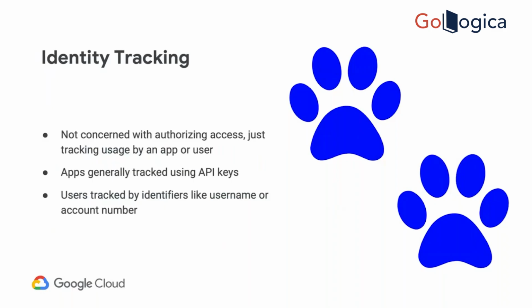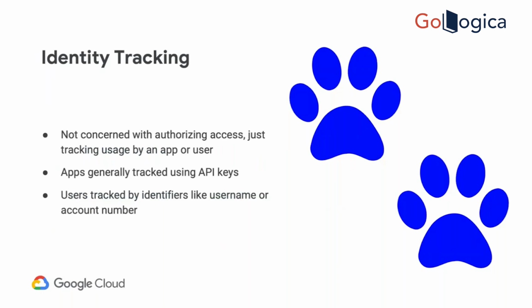So for apps, you want to identify the app, and the API key is used. So your verify API key policy, that is the identity tracking thing. That is not authenticating because we are not asking for a secret or password, correct? So verify API key is used for identity tracking. So that is one of the ways. Apps are tracked using their API keys, users are tracked using their username or account number, any user identifier.